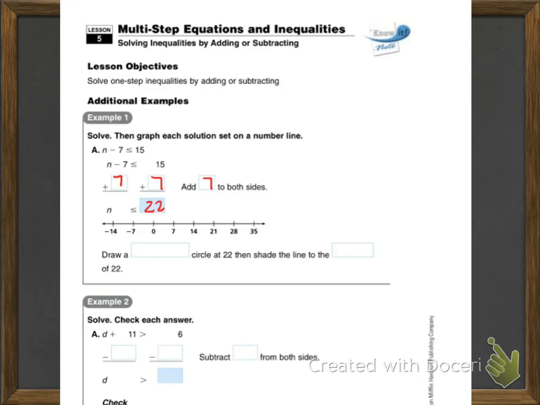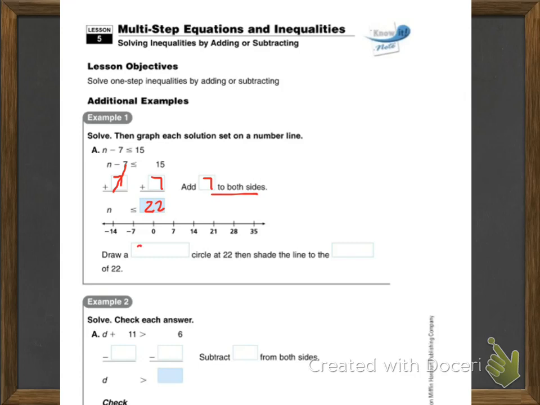So the first problem, we're going to solve one-step inequalities using adding and subtracting. So you have n minus 7 is less than or equal to 15. Again, this is the same concept as what we're doing. We want our variable all by itself on one side and we want our constants on the other side. Because we are subtracting 7 from n, we are going to add 7 to both sides. So when I add 7 to both sides, this cancels out and leaves just n, and 15 plus 7 is 22. So n is less than or equal to 22.